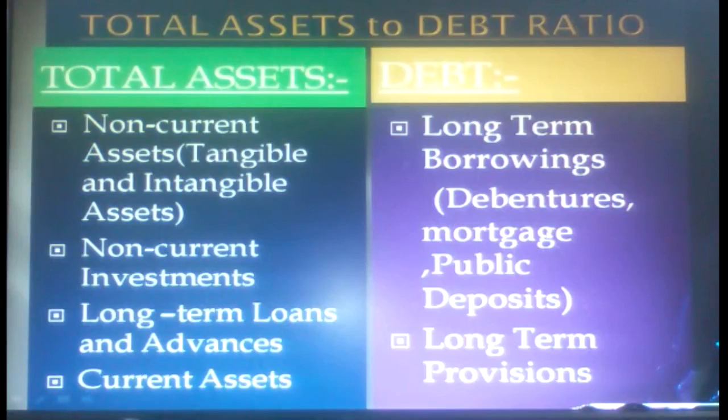Similarly, what is the meaning of debt here? Nothing but long-term borrowings, maybe debentures, mortgage, public deposits, and long-term provisions. Okay, that's what here, total assets to debt ratio, you should keep in your mind. What's the meaning of total assets and what's the meaning of debt?